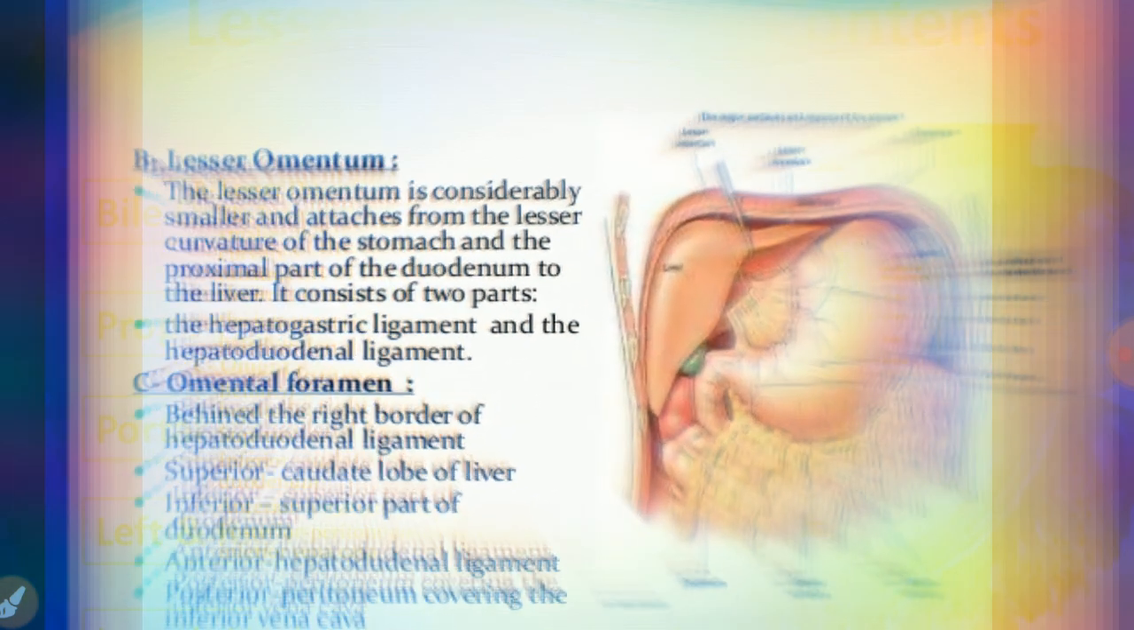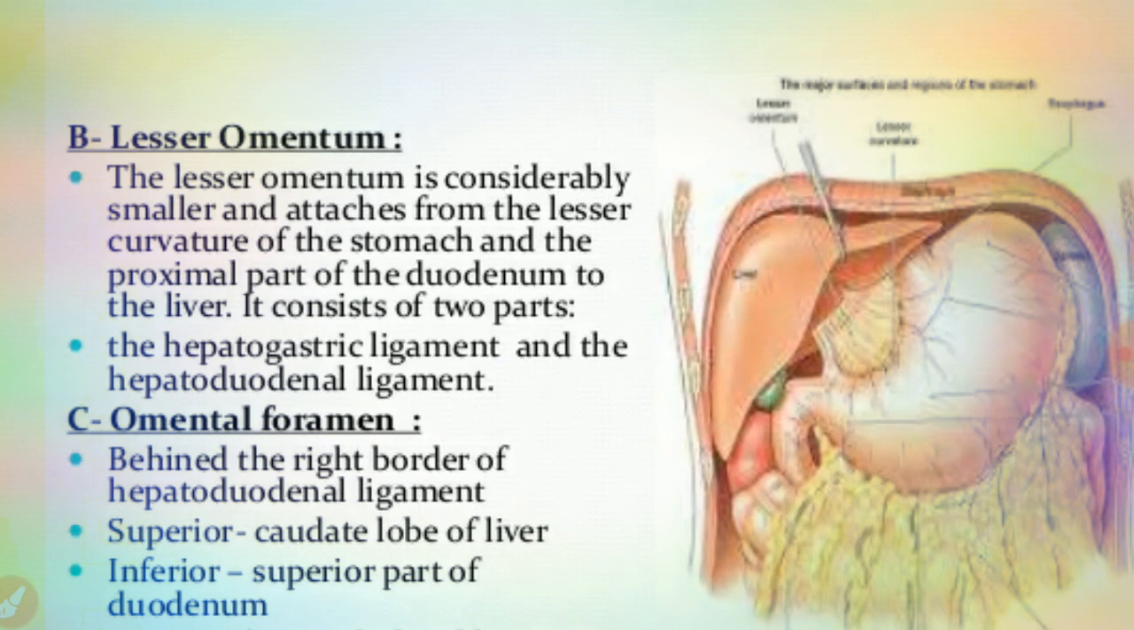Okay. See here the lesser omentum, mainly it is considerably smaller. The word itself says lesser, so it is smaller, and it attaches from the lesser curvature of the stomach and the proximal part of the duodenum to the liver. Especially it consists of 2 parts, the hepatogastric ligament and the hepatoduodenal ligament, which we have seen.